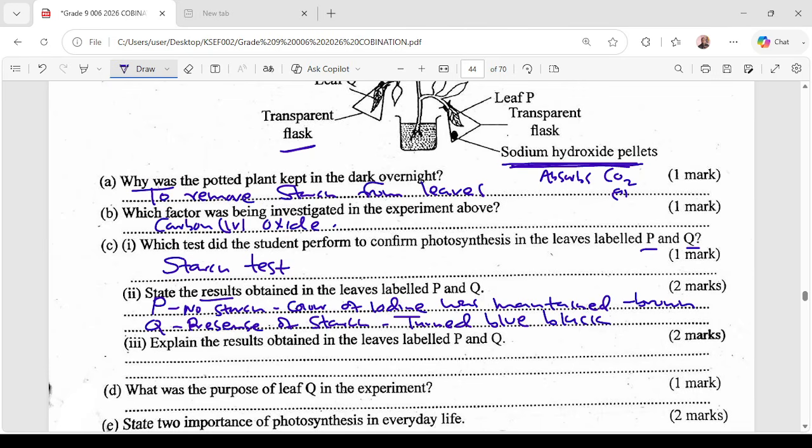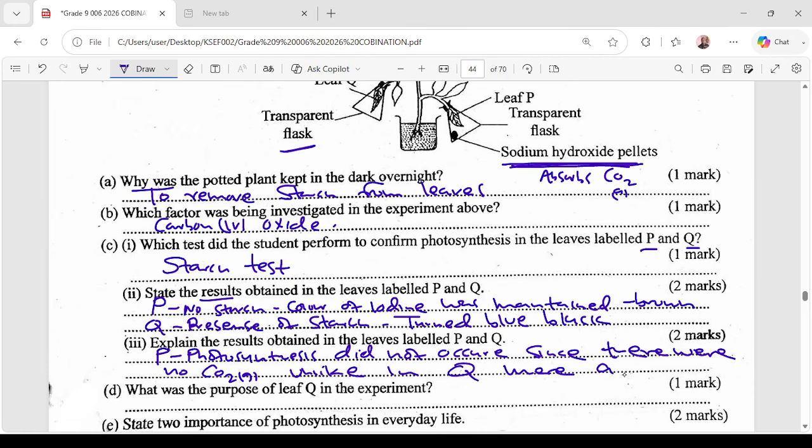In P, photosynthesis did not occur since there was no carbon dioxide gas, unlike in Q where all conditions were present.